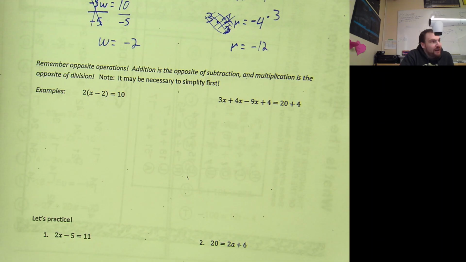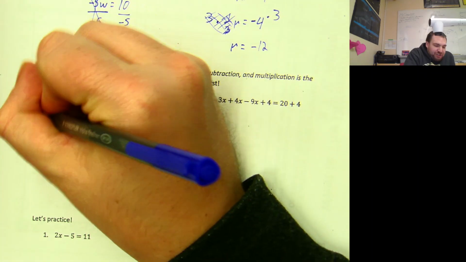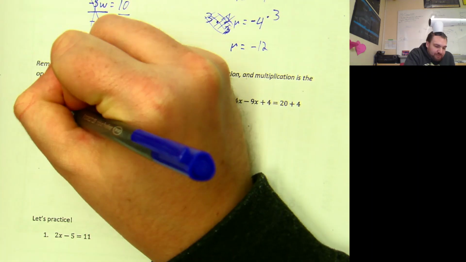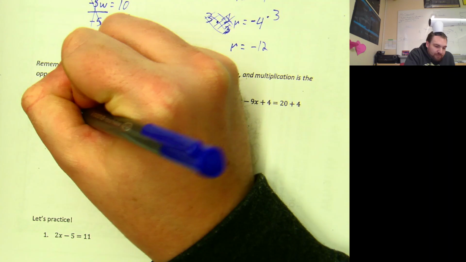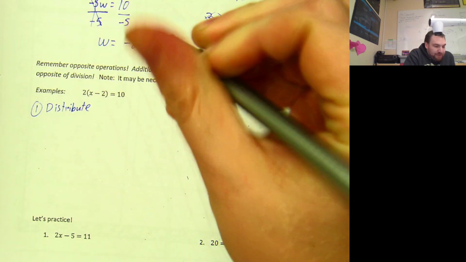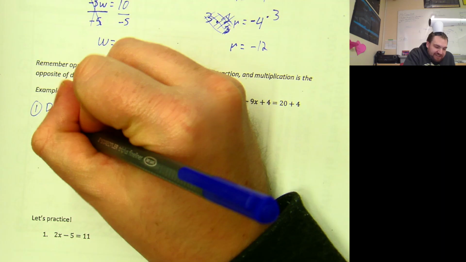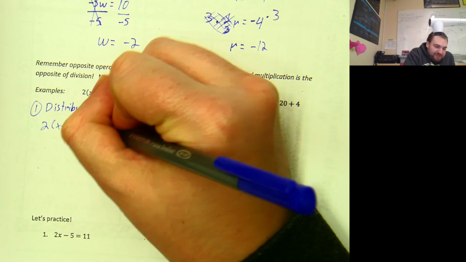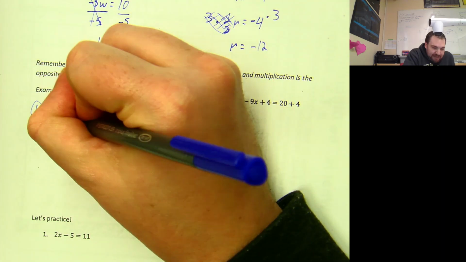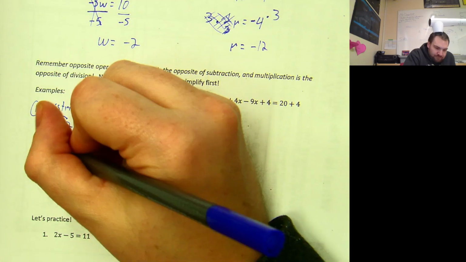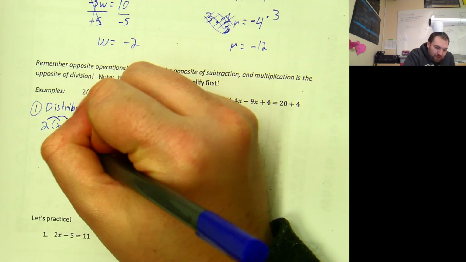What's one way to do this question? 2 times x and 2 times negative. Okay, so one option is to distribute first. So I'm going to rewrite out the question. 2(x minus 2) equals 10. So I'm going to distribute that in there. And Carolyn, what am I going to get if I distribute? 2x minus 4 equals 10.